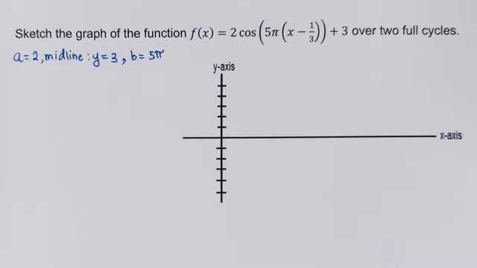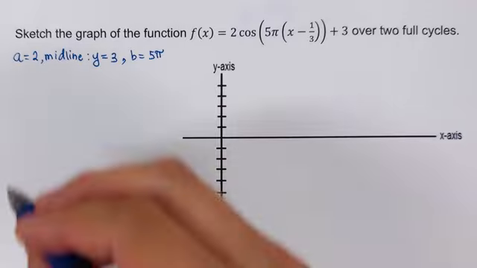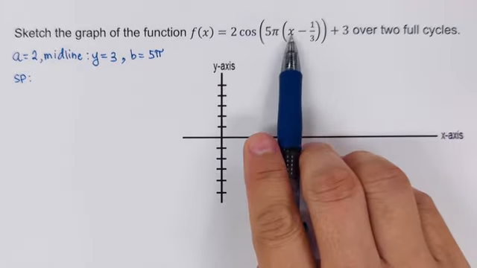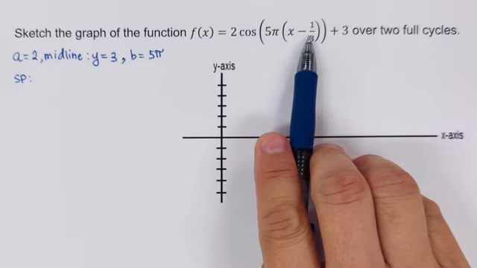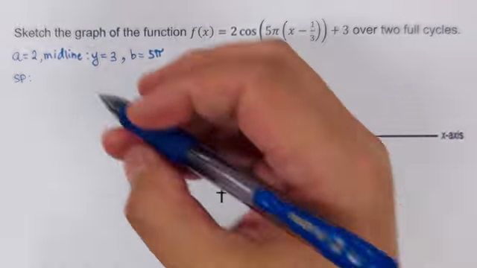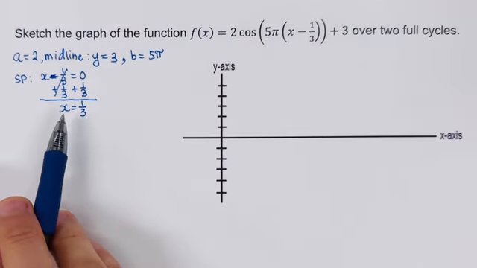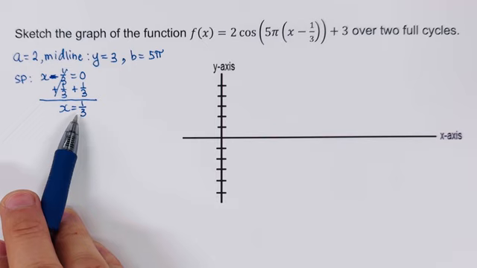Now let's determine the phase shift, or the starting point. The phase shift can be determined by setting up this quantity right here equal to 0 and solving for x. So I'm going to show the work down here. Our starting point will be located at x equals 1/3.